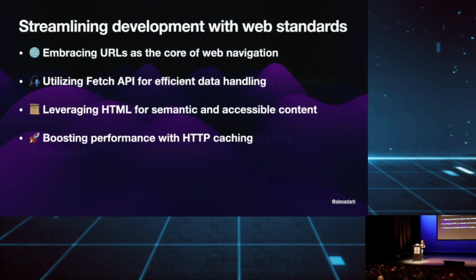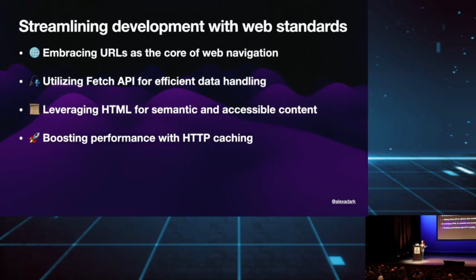So now let's dive into how Remix streamlines our development process with web standards. First off, Remix loves URLs. URLs are the backbone of the web, the address of every little piece of content on the internet. Remix embraces this and uses URLs to manage routing and data loading. Next up, we have the Fetch API. This is your tool for data handling.